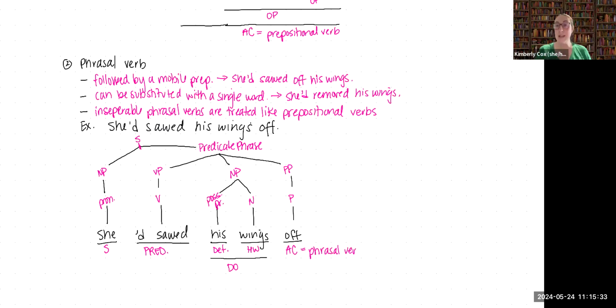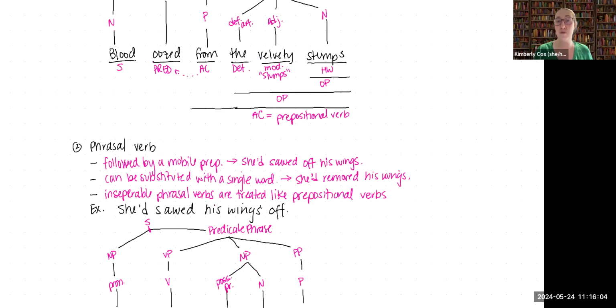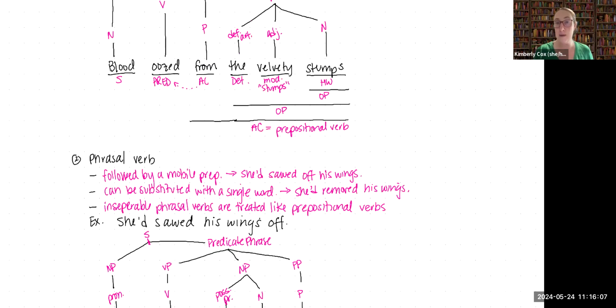Okay. So the key thing to be aware of when we're looking at prepositional phrases. In this instance, we could say she'd sawed off his wings, but off his wings is not a prepositional phrase on its own. His wings is a direct object. Off is a prepositional phrase on its own that is essential to the predicate sawed. So it functions a little bit differently from the adverbial complement above when we're dealing with a prepositional verb, where from the velvety stumps is inseparable from each other, right?